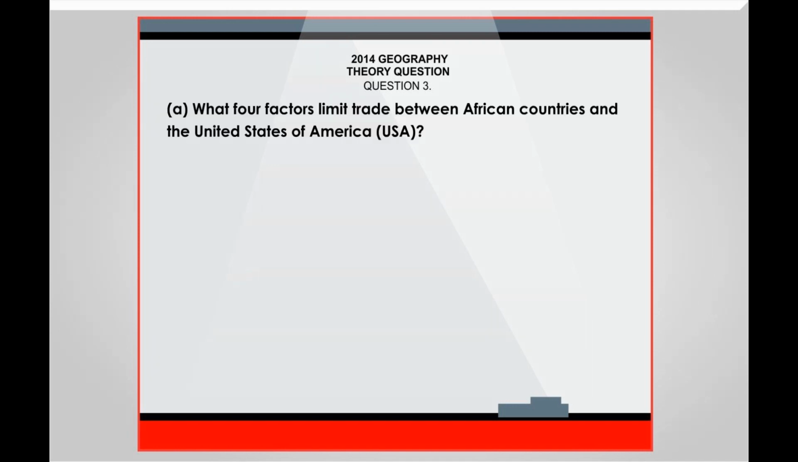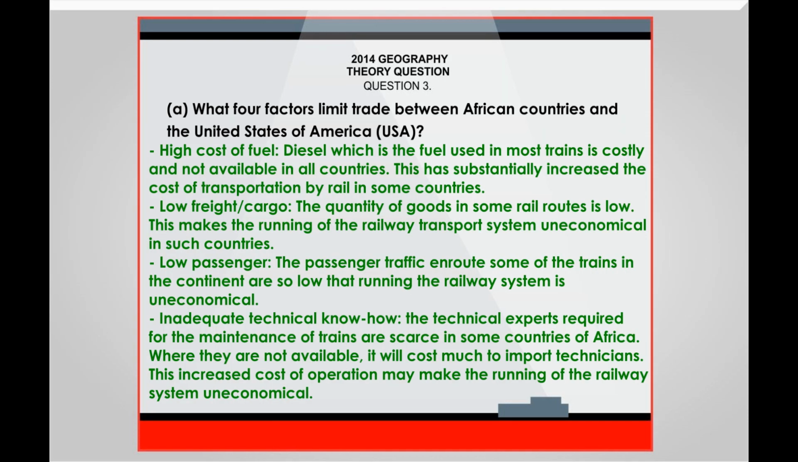Question 3. What 4 factors limit trade between African countries and the United States of America, USA? Answers. High cost of fuel. Diesel, which is the fuel used in most trains, is costly and not available in all countries. This has substantially increased the cost of transportation by rail in some countries.